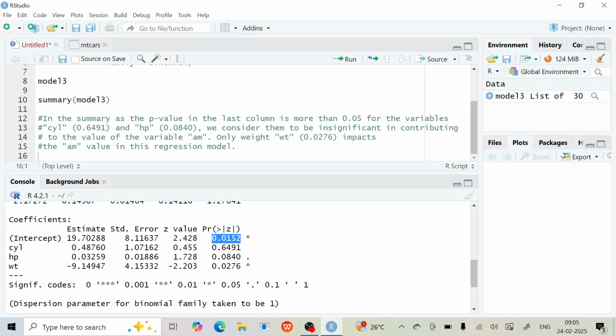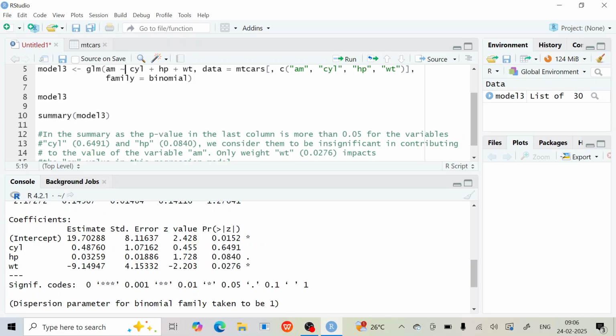Since the p-value is greater than 0.05 for cylinder and horsepower, and less than 0.05 for weight, only the value of weight can be attributed to the value of am. We can predict am using only weight and not cylinder and horsepower. This is what we understand from this logistic regression model.